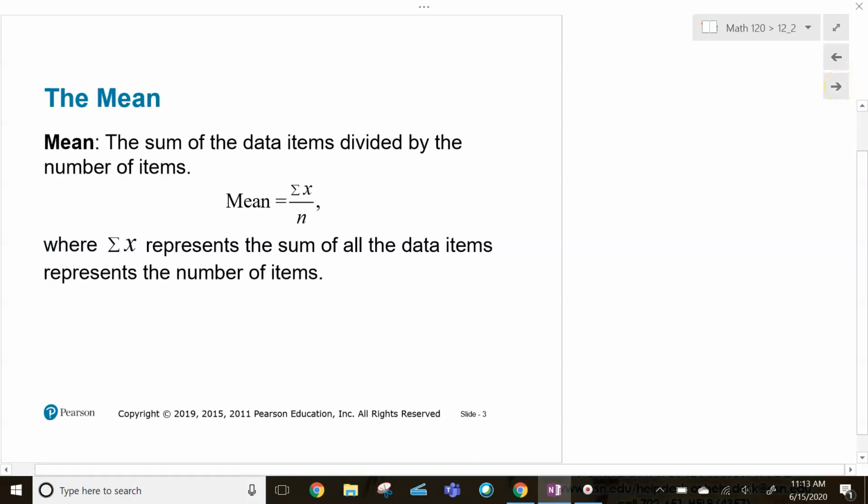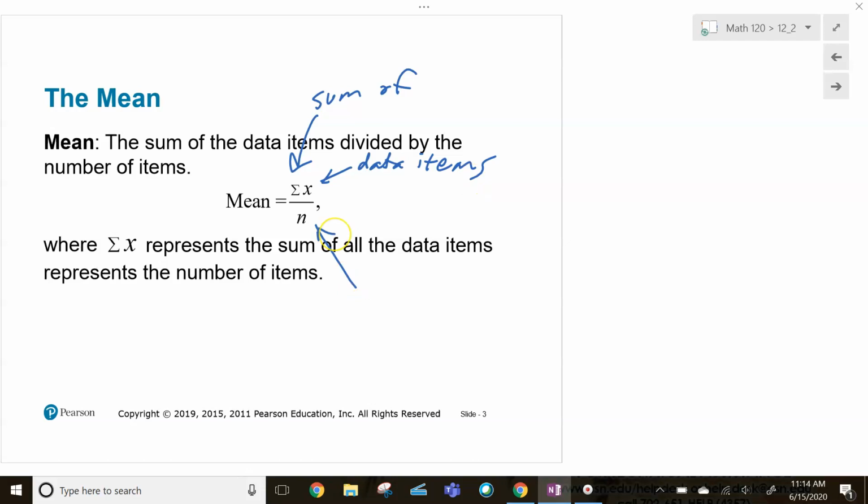First of all, the mean, oftentimes referred to as the average of a set of data. The mean is the sum of all the data items divided by the number of items. So this notation right there means sum of the x, which is just all the data items. And this n right here is the number of numbers that you have, the number of data items.